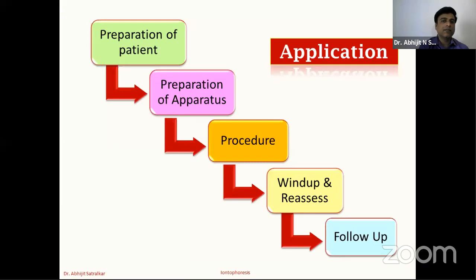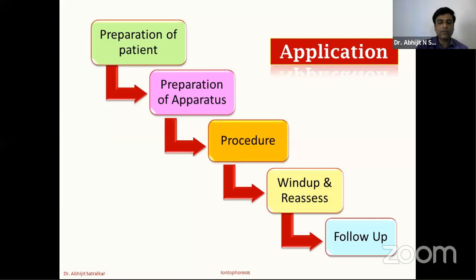Now, application. We are going to follow these steps: the preparation of patient, preparation of apparatus, procedure, winding up, and reassessing of the patient, and follow-up. In preparation of patient, we do the assessment of indications and contraindications. We will do majorly the assessment of skin sensitivity, then decreasing the tissue resistance. All these things take place in patient preparation. While the preparation of apparatus includes checking of the electrode, testing of the apparatus, and preparation of the electrolyte solution.